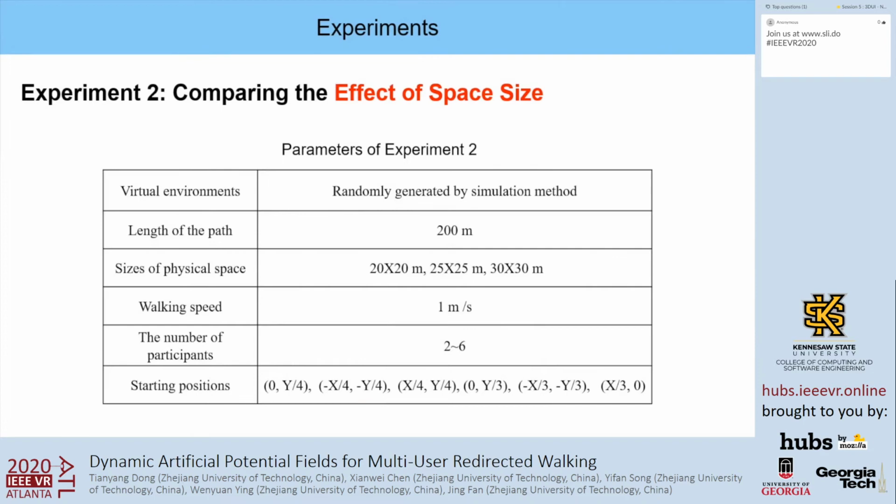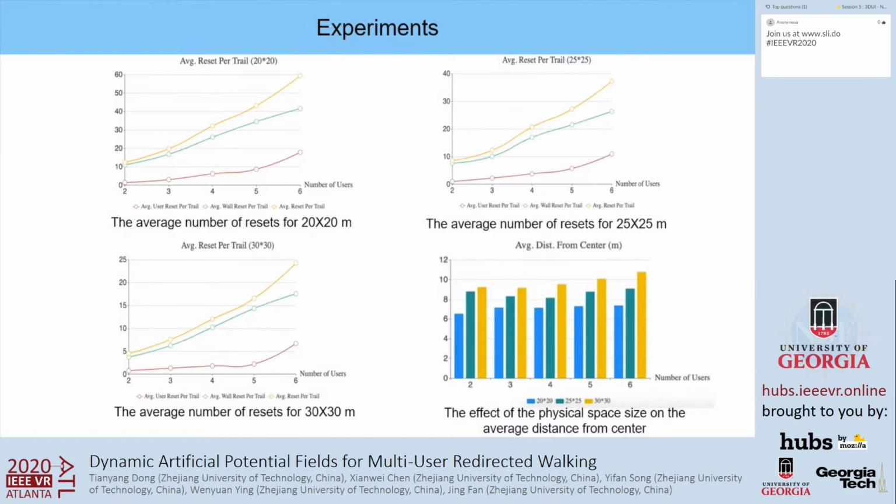In order to further analyze the impact of physical space size on the performance of our algorithm, we analyze three indicators: the average number of resets triggered by other users, the average number of resets triggered by walls, and the average physical distance from center. The parameters of the experiment are shown in the table. The results are shown in the four charts.